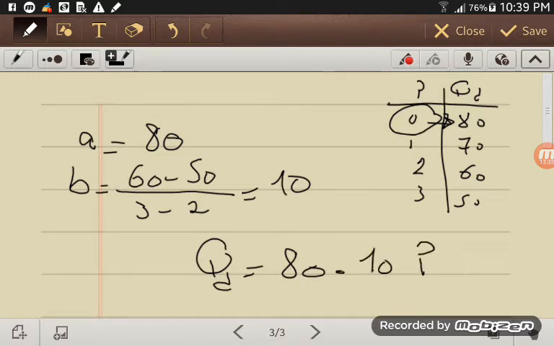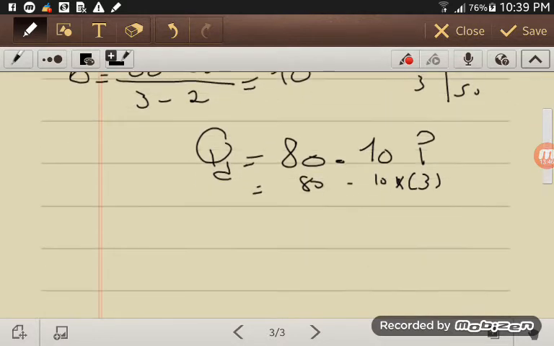So if you substitute with the value of P, you can find QD. Say for example, P equals 3. So 3 multiplied by 10 is 30, and 80 minus 30, so quantity demanded will be 50 as shown in the schedule. This is just to confirm that you have calculated correctly.